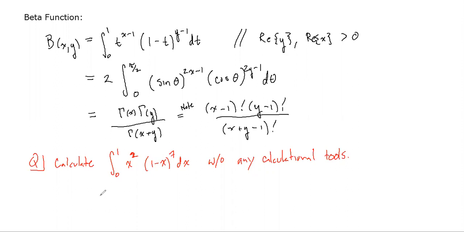Any form is fine, either numerical or decimal, or if you need to, in terms of gamma functions or factorials. I got 1 over 360. Yes, it is 1 over 360, which would be like 0.002 or something like that.